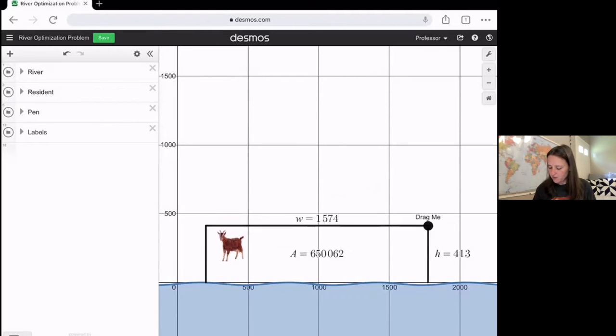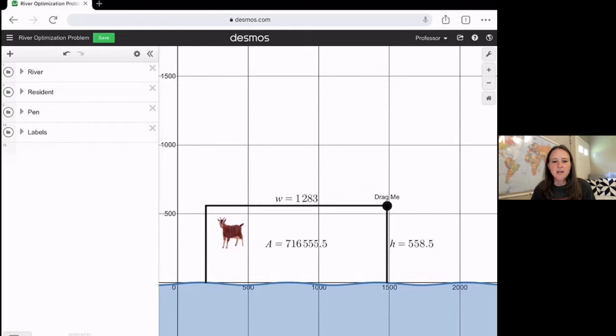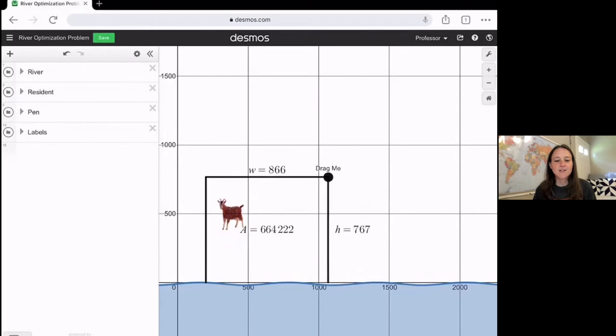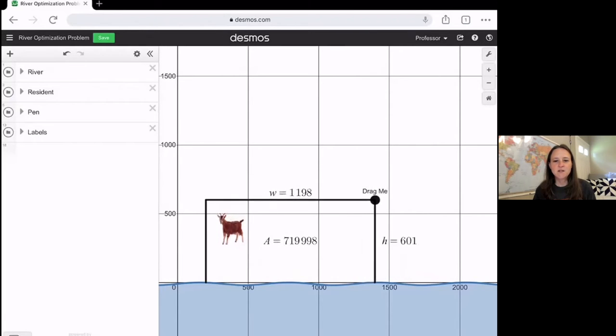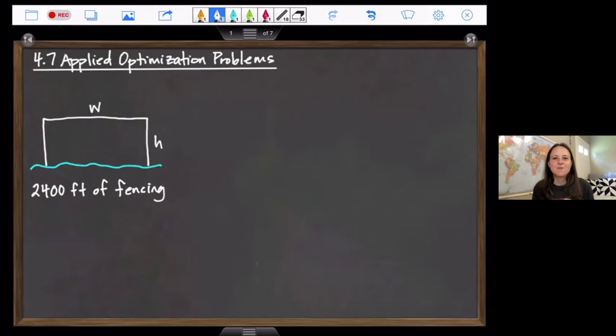And you can play around. When I'm out here, I've got 600-something thousand square feet. I get into the 700s up here. And then after a while, we go back down into the 600s. So somewhere in here, this 700,000 range is going to be our optimal dimensions. So we're going to use calculus rather than dragging the point around on Desmos to solve for what that optimal spot is. So here I've recreated our Desmos file picture, sort of.